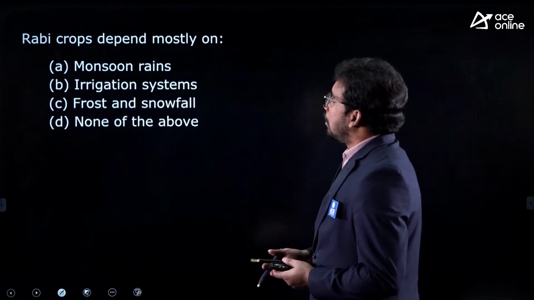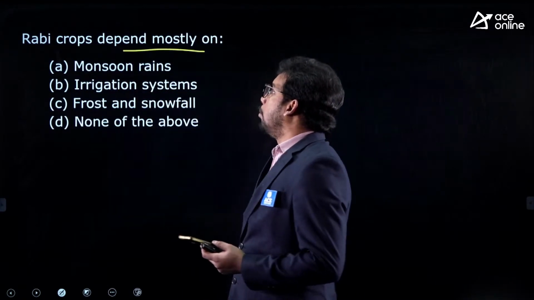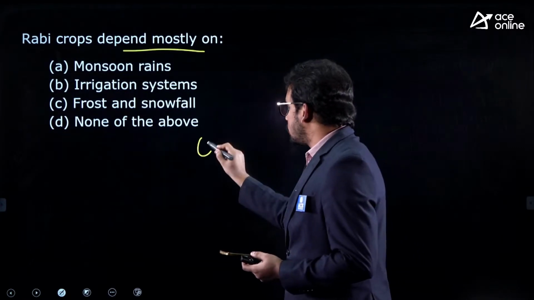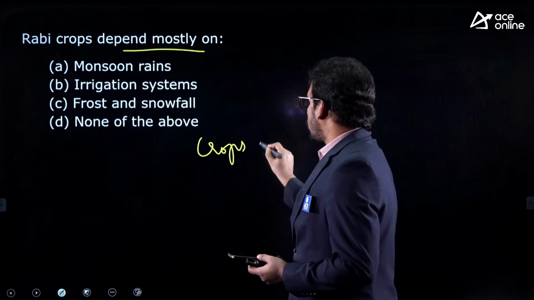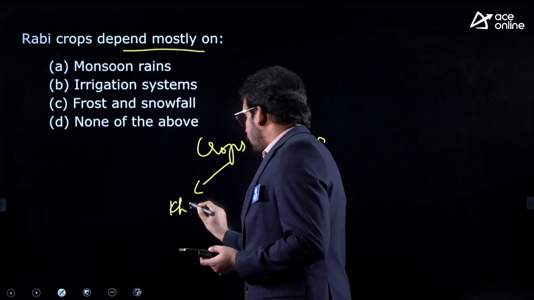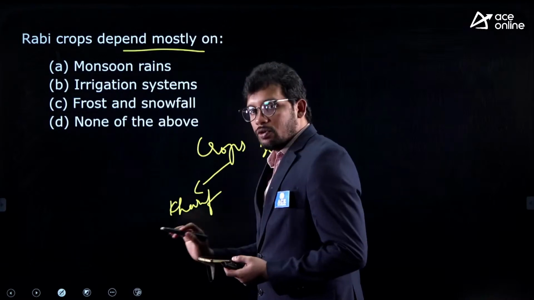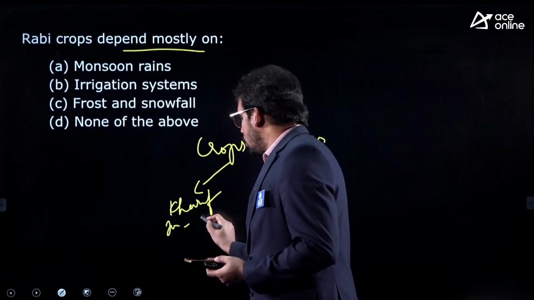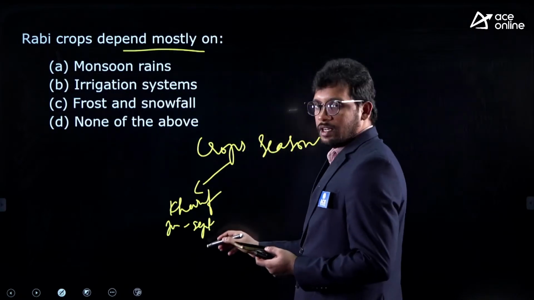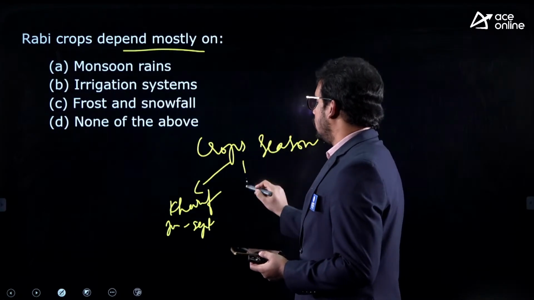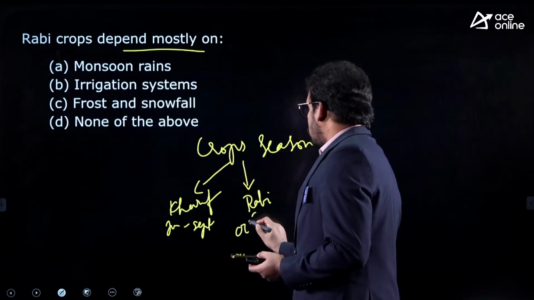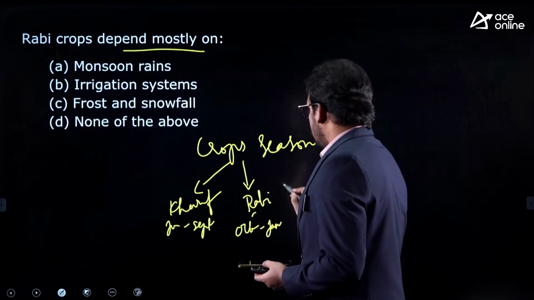Next one, Rabi crops depend mostly on. So we have 3 crop seasons. Let's briefly discuss this also. Crop seasons, that is Kharif, starts during monsoon, that is June to September end. Harvesting is done by September or early October. Then we have Rabi, which starts from October and goes till January.